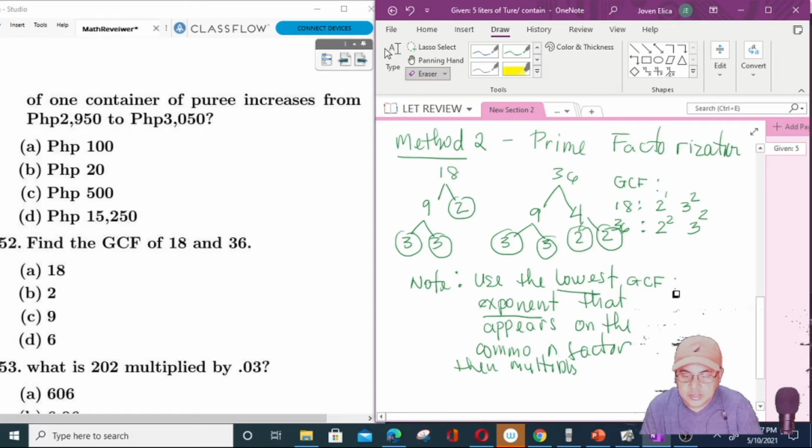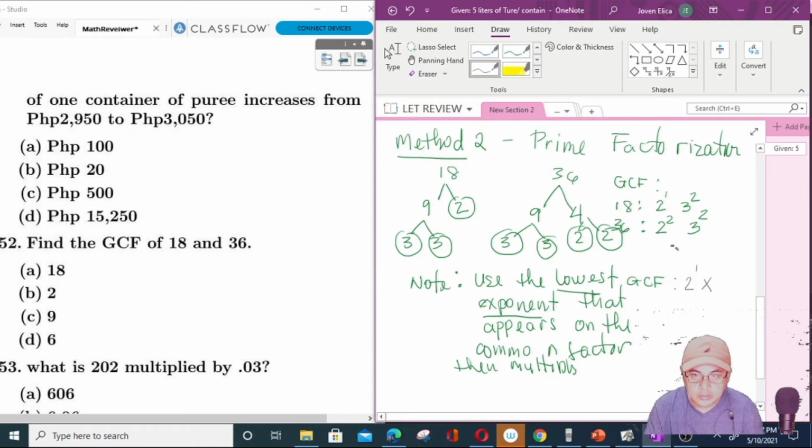So the GCF is the greatest common factor. Use the lowest exponent that appears on the common factors. In the common factors for 18 and 36, there is 2, but we need to consider the lowest. So 2, and the lowest exponent is 1, so this one, and then we need to multiply.